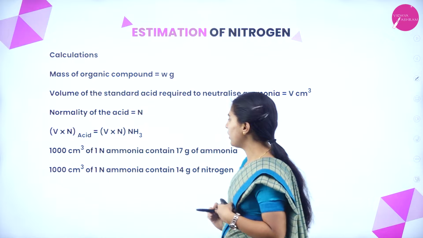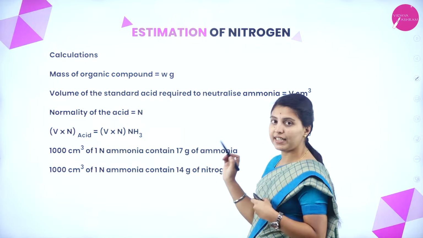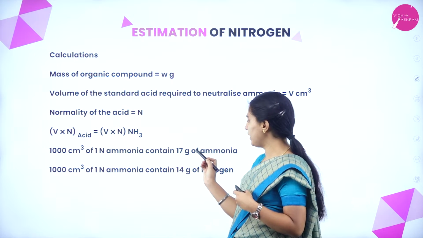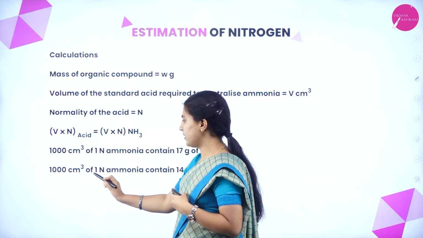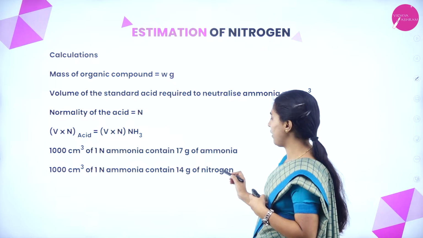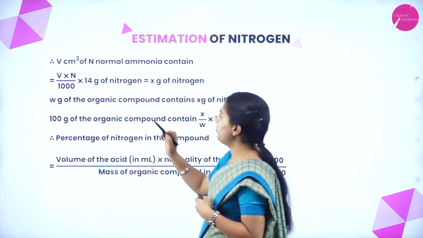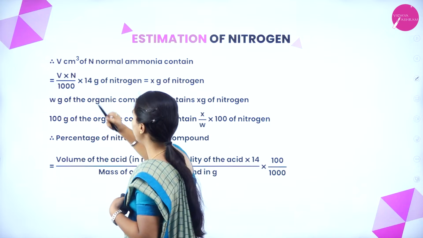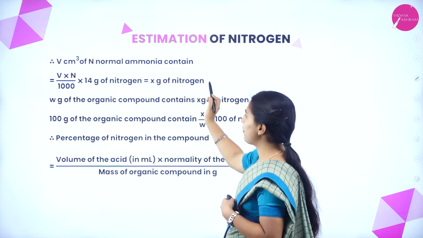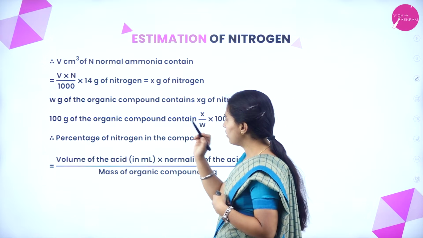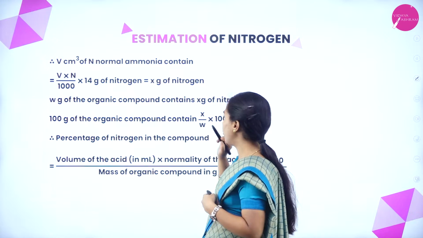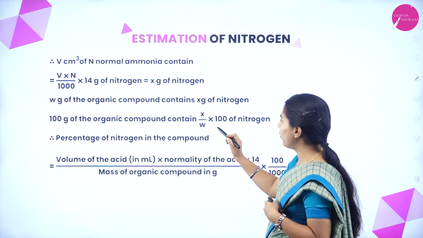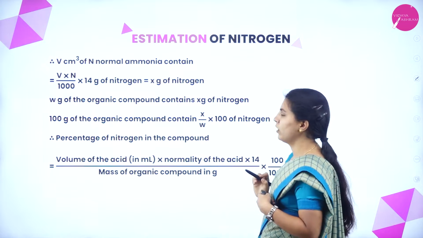1000 cm cube of 1 normal ammonia contains 17 gram of ammonia, that is NH3. 14 plus 3 hydrogens, that is 17 gram of ammonia. This is, 1000 cm cube of 1 normal ammonia contains 14 gram of nitrogen. Therefore, V cm cube of normal ammonia contains V into N by 1000 into 14 gram of nitrogen, which will be equivalent to X gram of nitrogen. So, W gram of the organic compound contains X gram of nitrogen. Okay. 100 gram of the organic compound contains X by W into 100 of nitrogen.